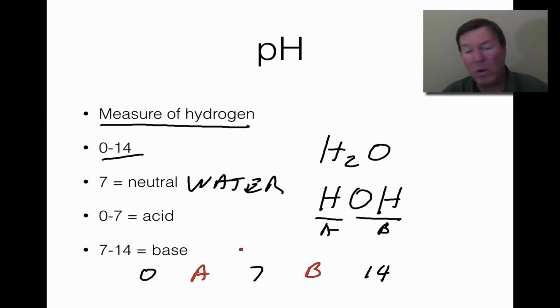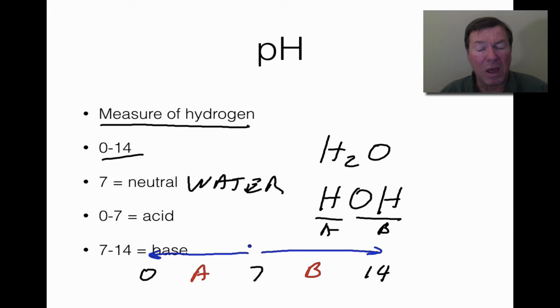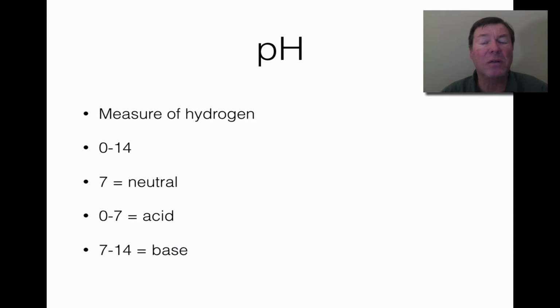And the farther you go away from 7, the stronger the base or the stronger the acid. So a 6 here or an 8 here would not be very strong, whereas a 1 down here or a 13 down here would be a very strong acid over here and a very strong base over here. So again, pH is just a measure of the acid or base, 7 being neutral. The farther up you go from 7, the more basic. The farther down from 7 you go, the stronger the acid.